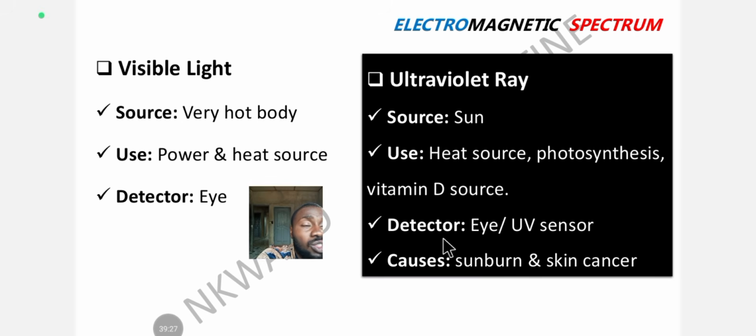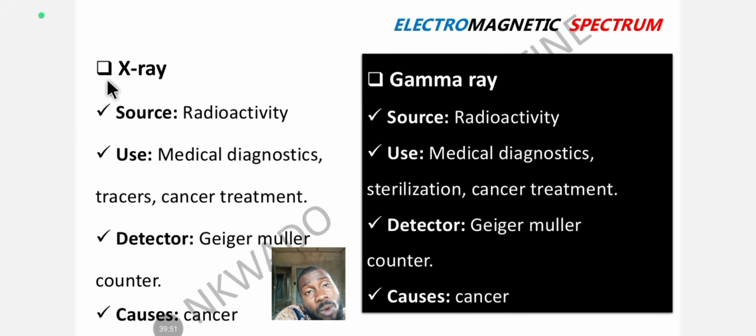So what is the detector for ultraviolet ray? The first one is the eye. The second one is the ultraviolet sensor. All right. So what does this ultraviolet ray cause? What is the effect of ultraviolet ray? Okay, it causes sunburn and skin cancer. Ultraviolet ray. The next one we have is X-ray.